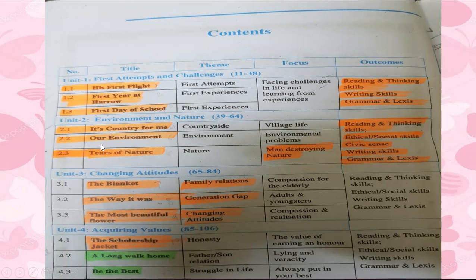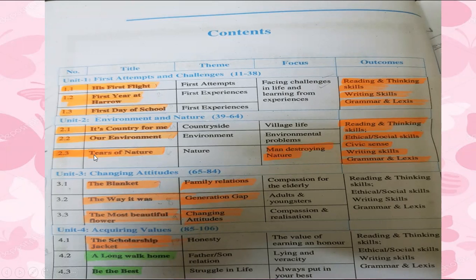Here are environment and environmental issues and problems. What types of problems are we facing these days due to pollution or other reasons, right? This will be discussed in detail. And then ethical and social skills, civic sense, writing skills, grammar, and languages. Of course we'll be discussing these, and we have already discussed this part a lot as well.